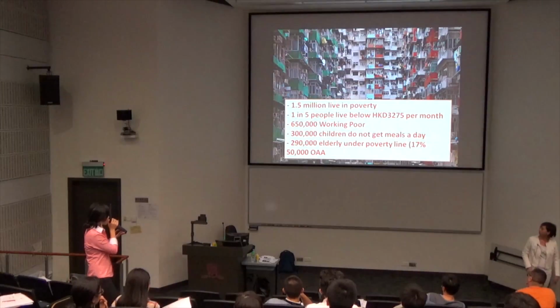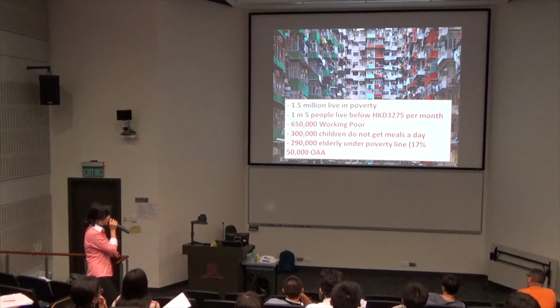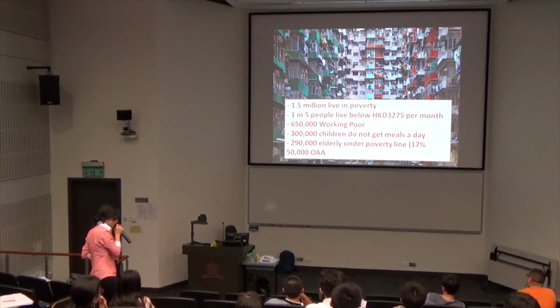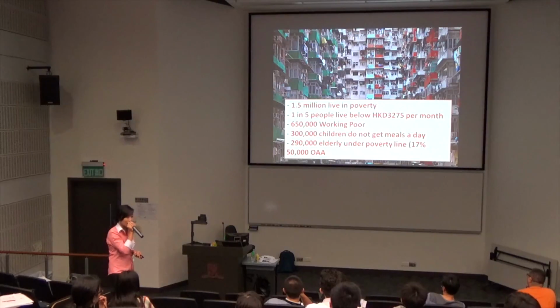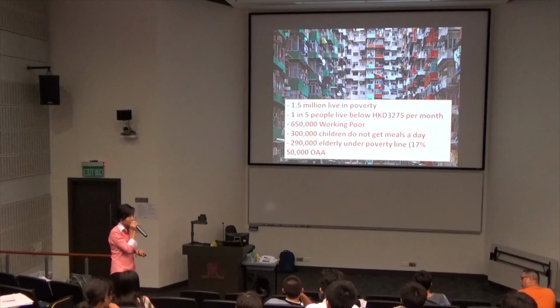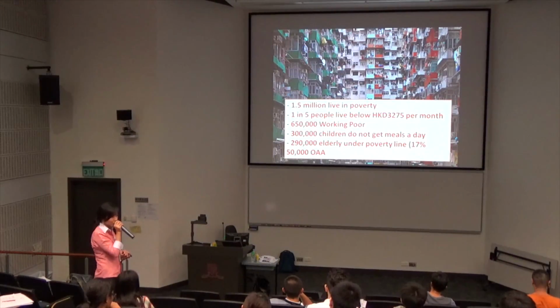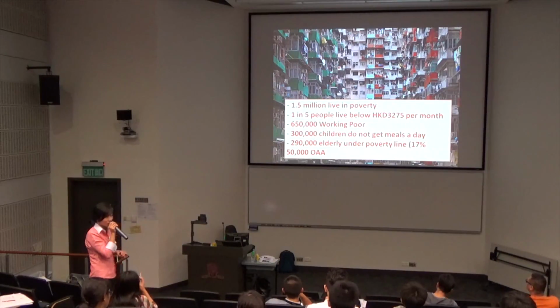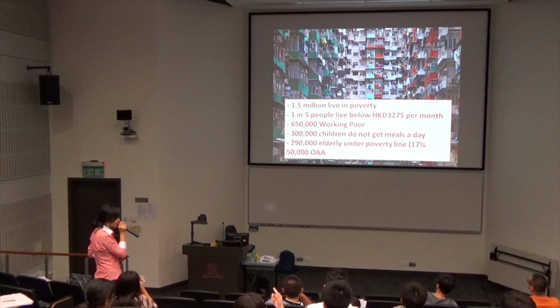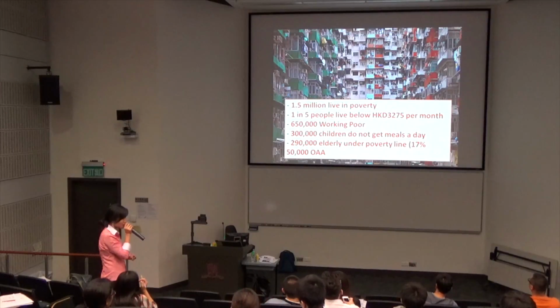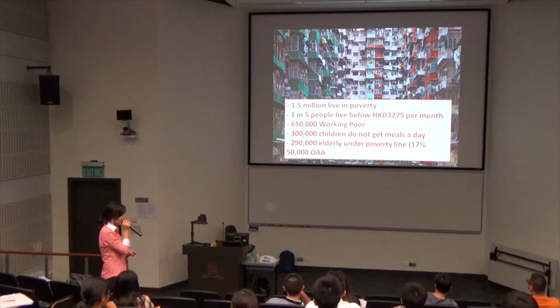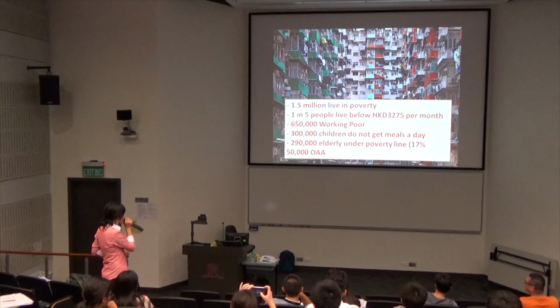Here are some figures. 1.5 million live in poverty. Do you know actually what the definition of poverty in Hong Kong is? It's a relative concept. It's not that when people just get maybe $10,000 per month, you are in poverty. Not in this way, but it's a relative concept. Now 1 in 5 people live below 3,000 dollars something per month. Do you know that? So lots of working poor.